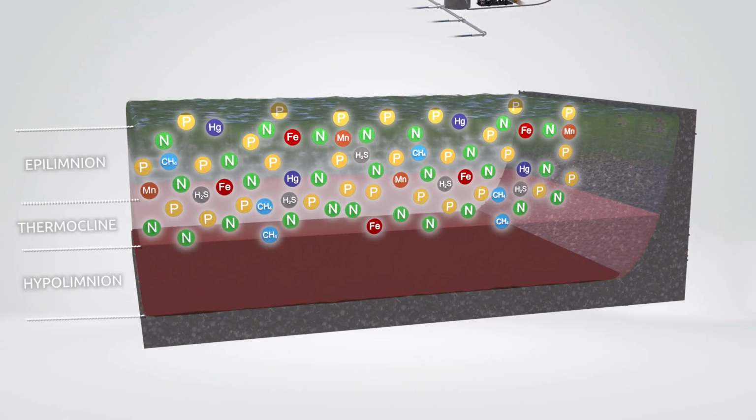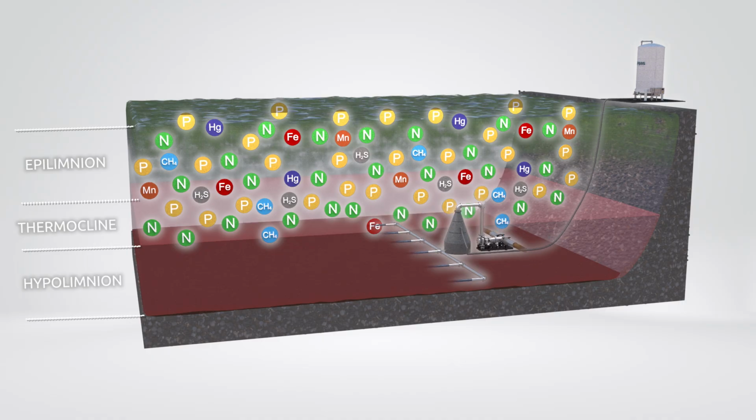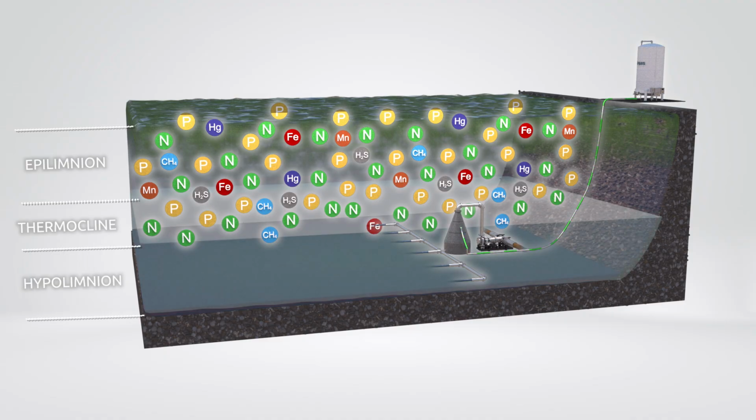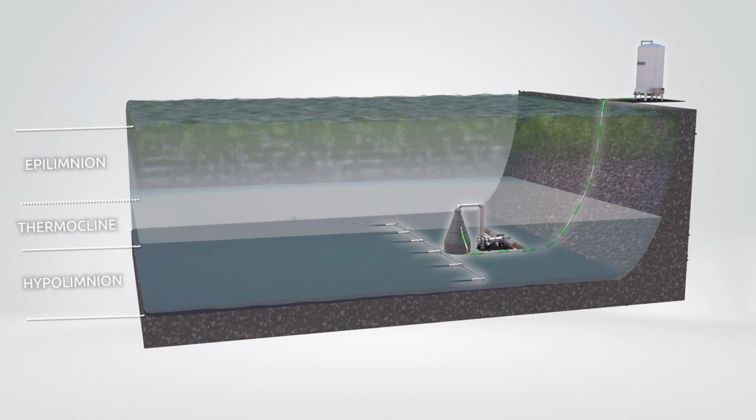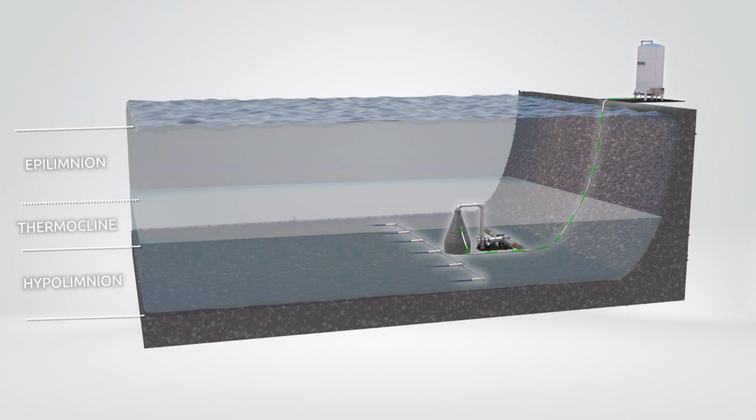But the cycle of internal nutrients can be stopped with a Speece Cone Oxygenation System. By providing dissolved oxygen directly to the sediment-water interface, favorable conditions return. Phosphorus, iron, and manganese are sequestered in the sediment. Ammonia is converted to less toxic nitrate, algal blooms are prevented, and water quality is restored.